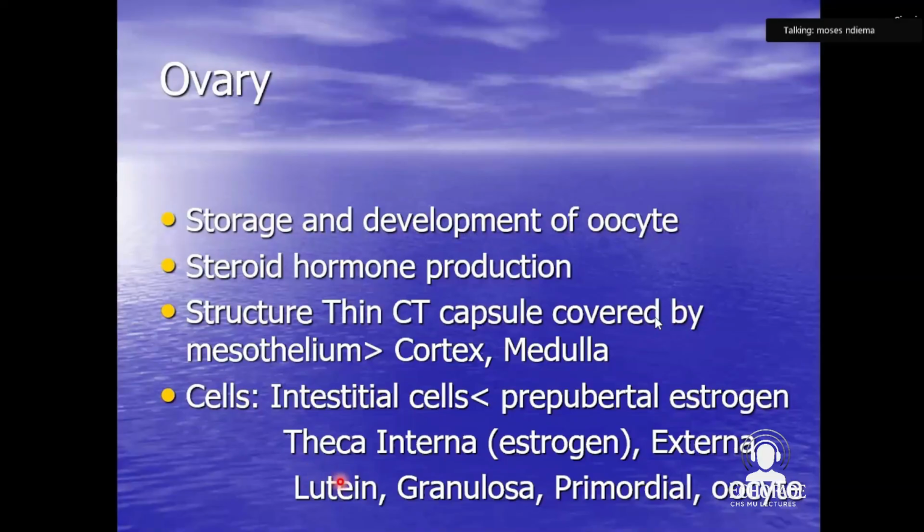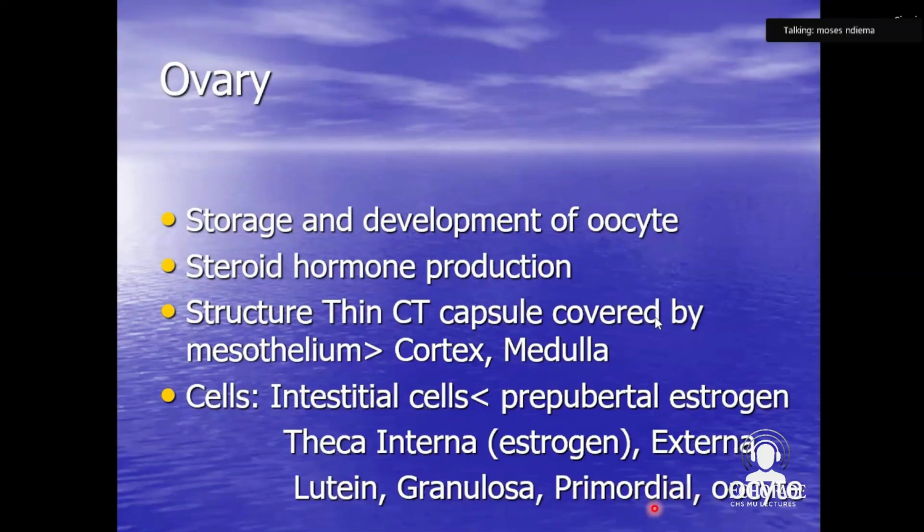Under the influence of luteinizing hormone, the granulosa cells form the lutein cells, and the lutein cells are from two sources. We have the granulosa lutein cells, and we have the theca lutein cells. Theca lutein cells are from the theca interna cells.